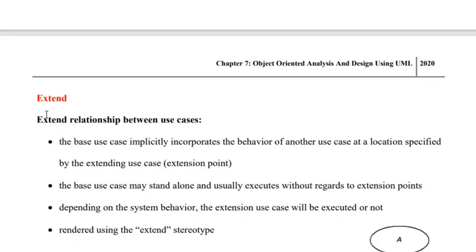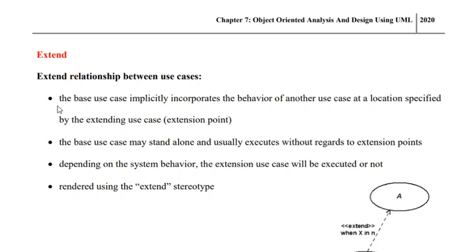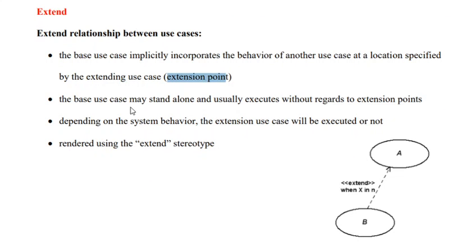Likewise, we have extends. Now extends relationship between use cases basically refers to optional behavior. So base case implicitly incorporates the behavior of another use case at a location specified by the extending use case. So this is called an extension point. So it may so happen that the base case may incorporate the feature of some other use case.